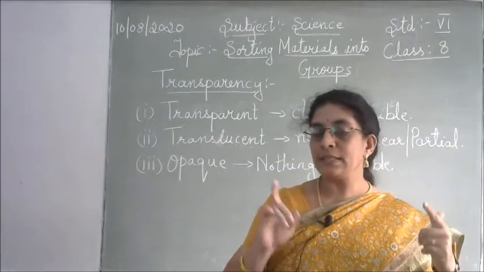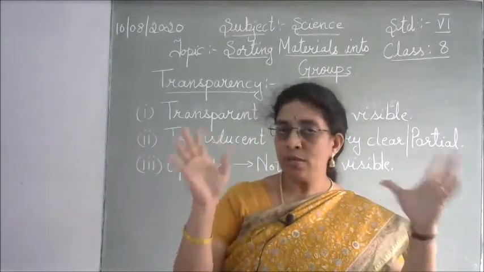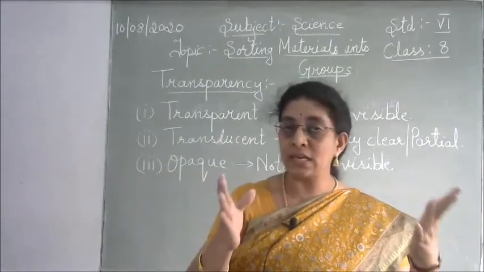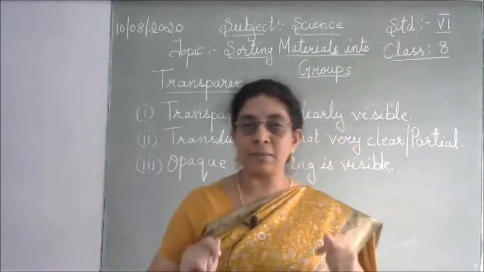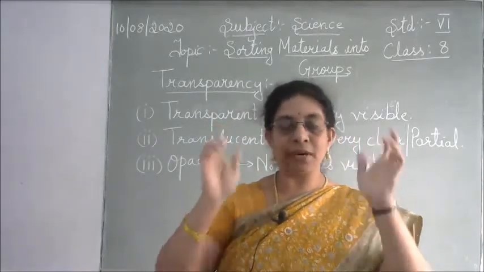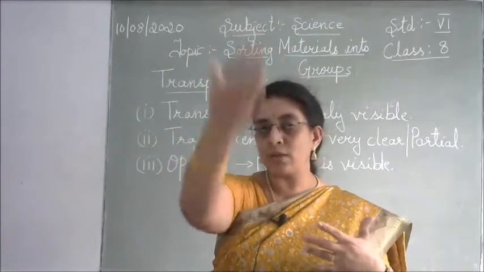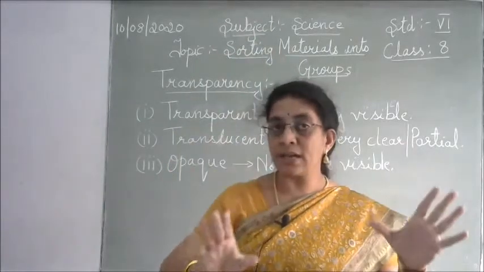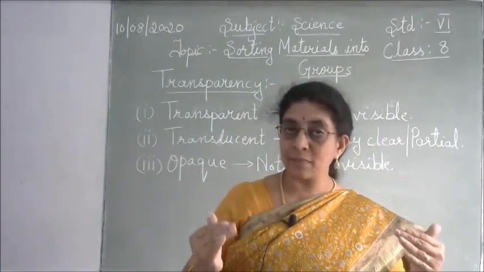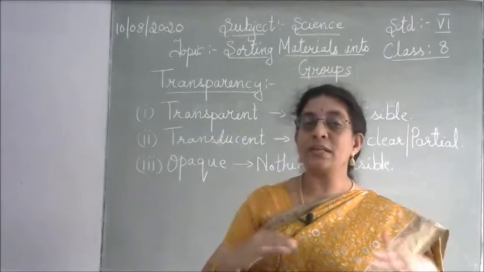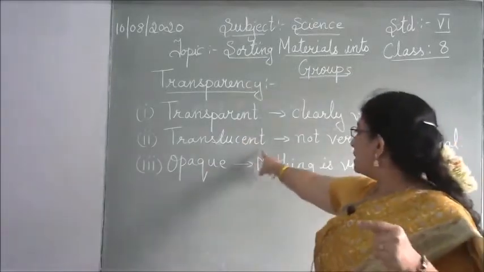And next is the translucent. Translucent means partially you will be able to see, but you cannot see clearly what the objects on the other side are. For example, if you take a butter paper and hold it in front of you, partially you can see some images on the other side, but you cannot identify what the image is. You can see, but it is not clear. It has a partial vision. So that is called translucent.